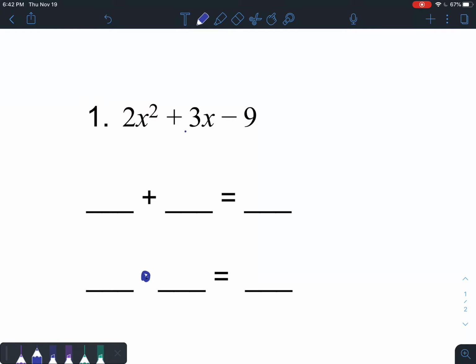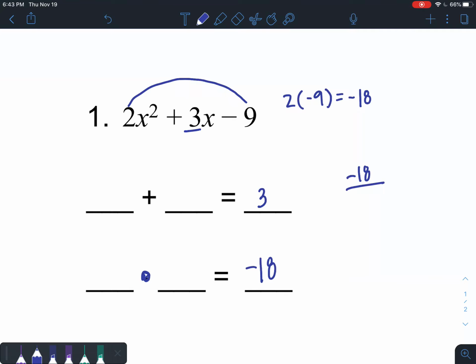So I have 2x squared plus 3x minus 9. They need to add to be 3, and they need to multiply: 2 times negative 9 is equal to negative 18. Let's think of some factors of negative 18. I've got 1 and 18, 2 and 9. That equal 3? Nope. 3 and 6. Can I make that equal 3?